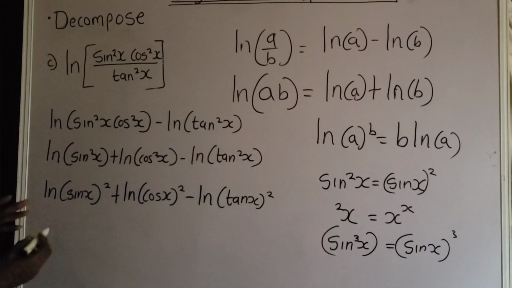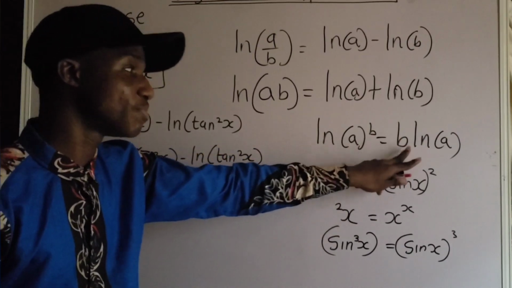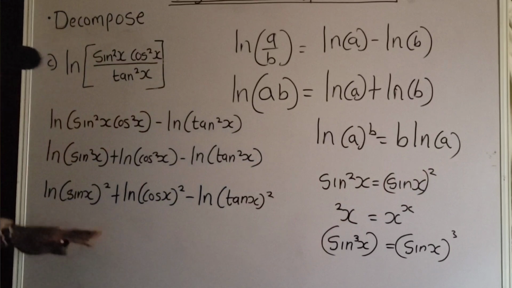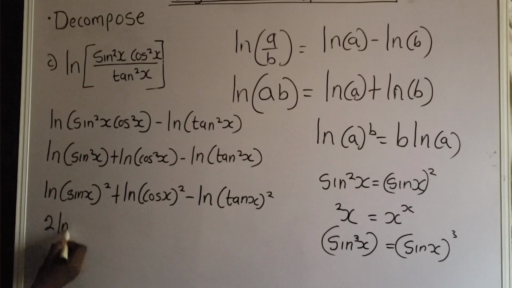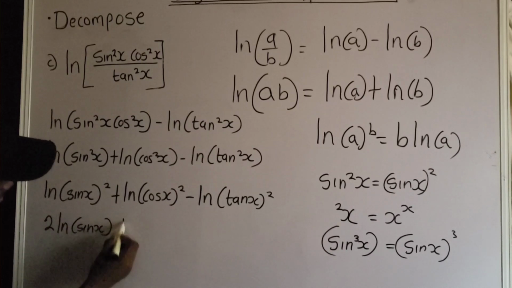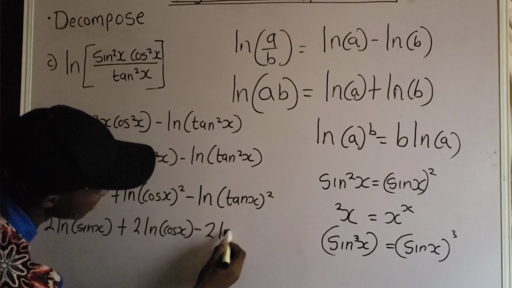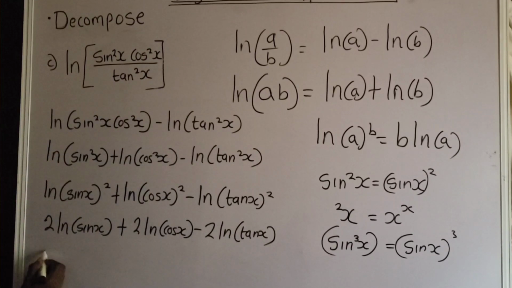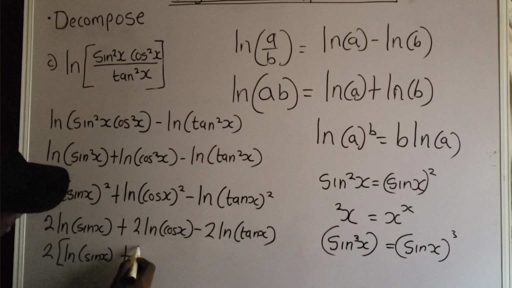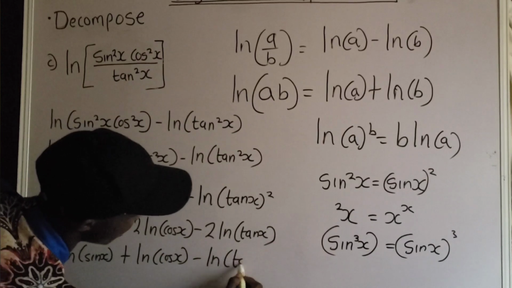Okay, now don't forget, when we have the natural log of a raised to the power of b, this can also be written as b multiplied by the natural log of a. You understand? So we are still going to use the same step in this place. So using the same step, I'm going to have 2 ln sine x, you understand, plus 2 ln cos x minus 2 ln tan x. You understand? Okay, we can factorize here. So I'm going to have 2 into bracket ln sine x plus ln cos x minus ln tan x.